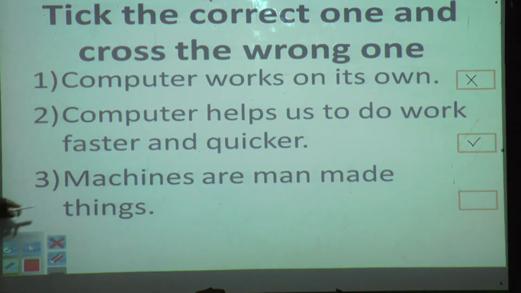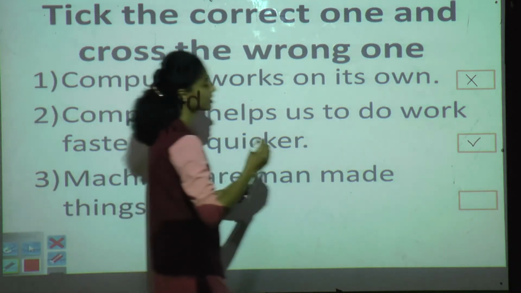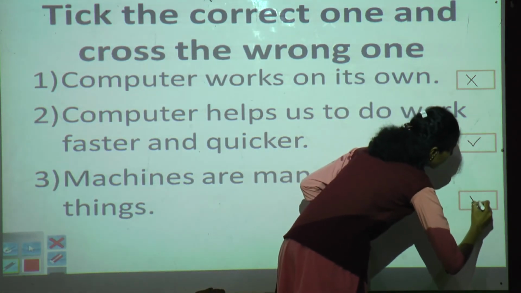Correct one. Next. Machines are man-made things. Machines are man-made things or natural things? Machines are man-made things. Then is it correct or wrong? It is correct. Then we must tick.